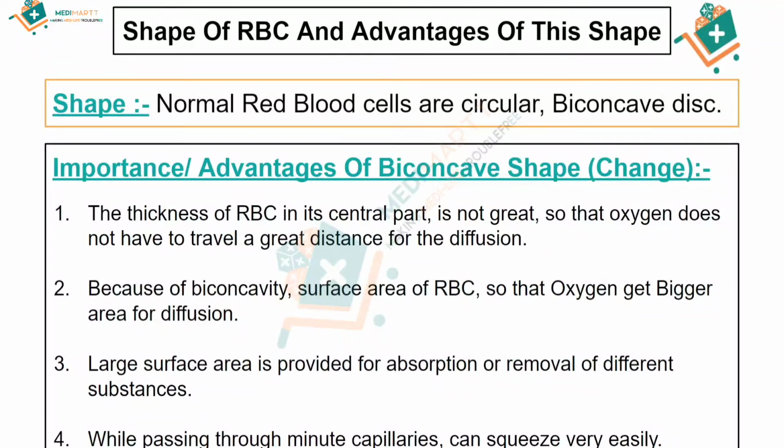Now, a large surface area is provided for the absorption or removal of different substances. Due to the biconcavity, the surface area increases, and this large surface area is helpful for the absorption or removal of different substances; many substances can enter, and those substances are removed with the help of this large surface area. Also, while passing through minute capillaries, the RBCs can squeeze very easily. If the red blood cells are passing through minute capillaries, they can pass through very easily.